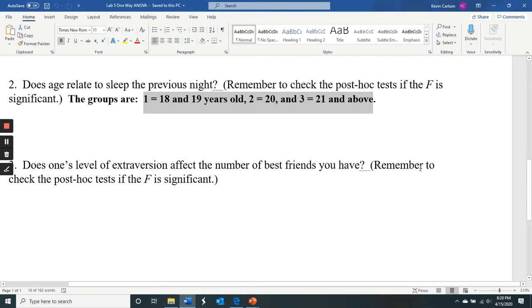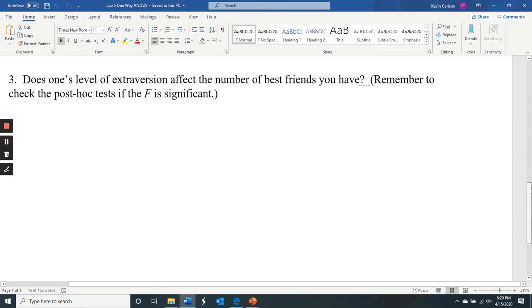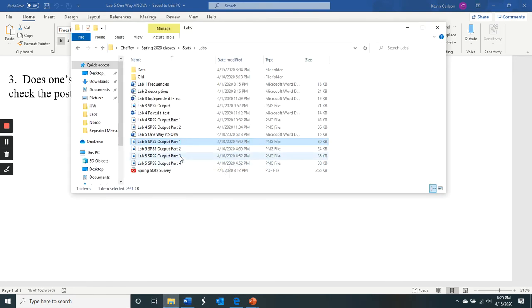So problem number 3, we're going to look at, and if you watch the video, I explained the study. We have 3 groups of extroversion. We have extroverts, we have introverts, and we have in-between people, a mixture, or they're average on those two. They're not extreme. So that's our groups. And then we're asking, do those groups differ in terms of the number of best friends they report that they have? So let's go ahead and we'll go to our output.